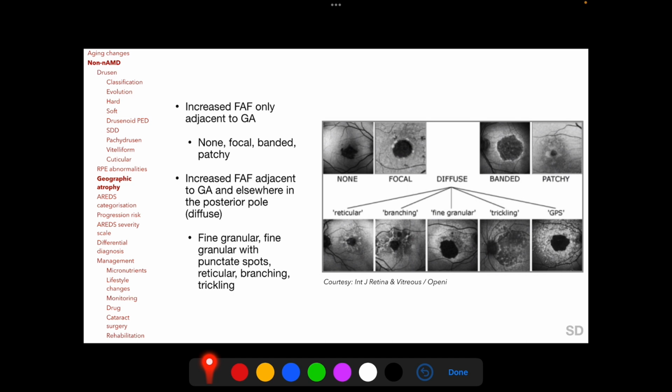The patterns of junctional hyperautofluorescence can be divided into two groups. In one group, junctional hyperautofluorescence is restricted to only adjacent to the area of geographic atrophy, and in the other group, the junctional hyperautofluorescence is present both adjacent to the area of geographic atrophy and elsewhere in the surrounding retina.